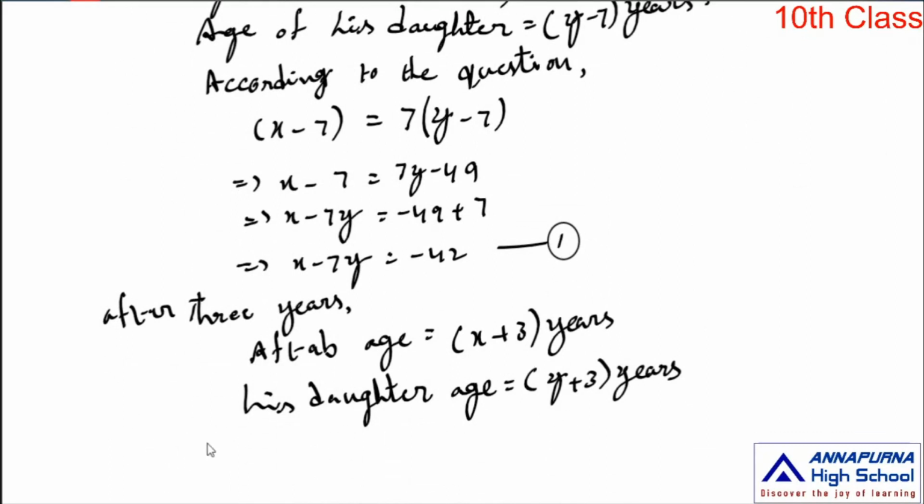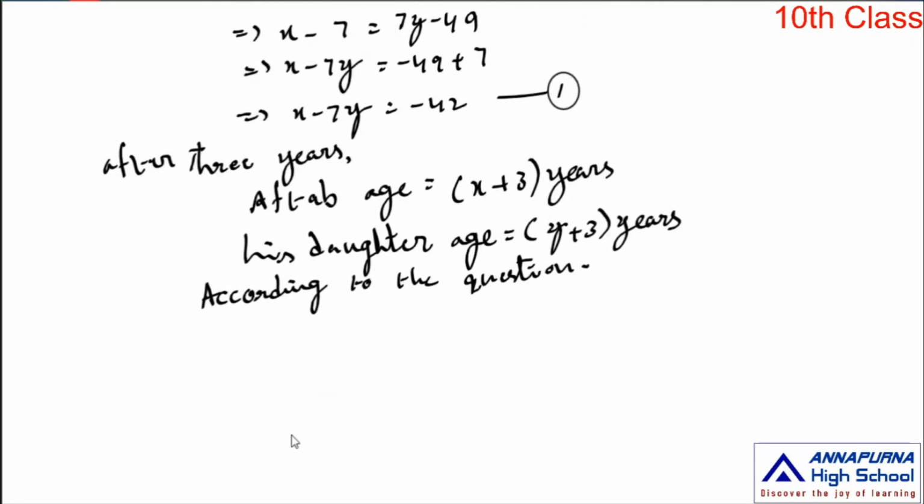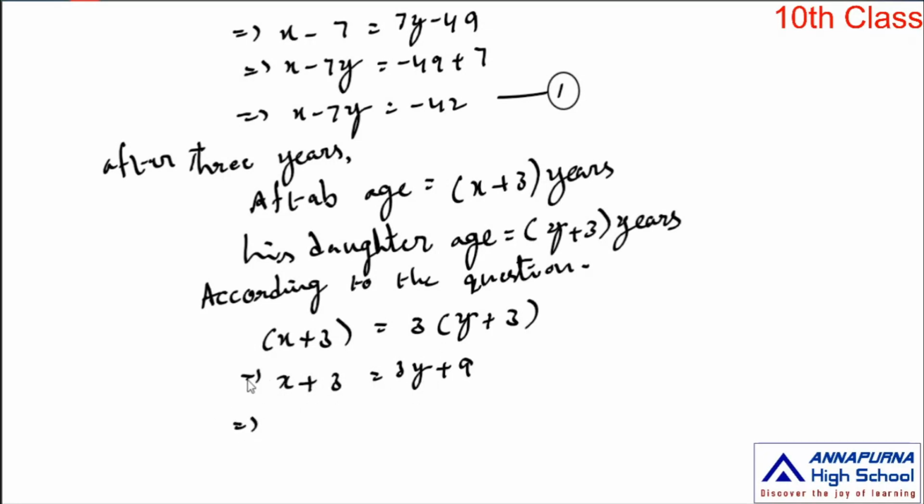So according to the question, Aftab's age is 3 times his daughter's age. That means x plus 3 is equal to 3 into (y plus 3). Simplify. x plus 3 is equal to 3 into y, 3y, plus 9. And transpose the variable terms to the left side and constant terms to the right side.